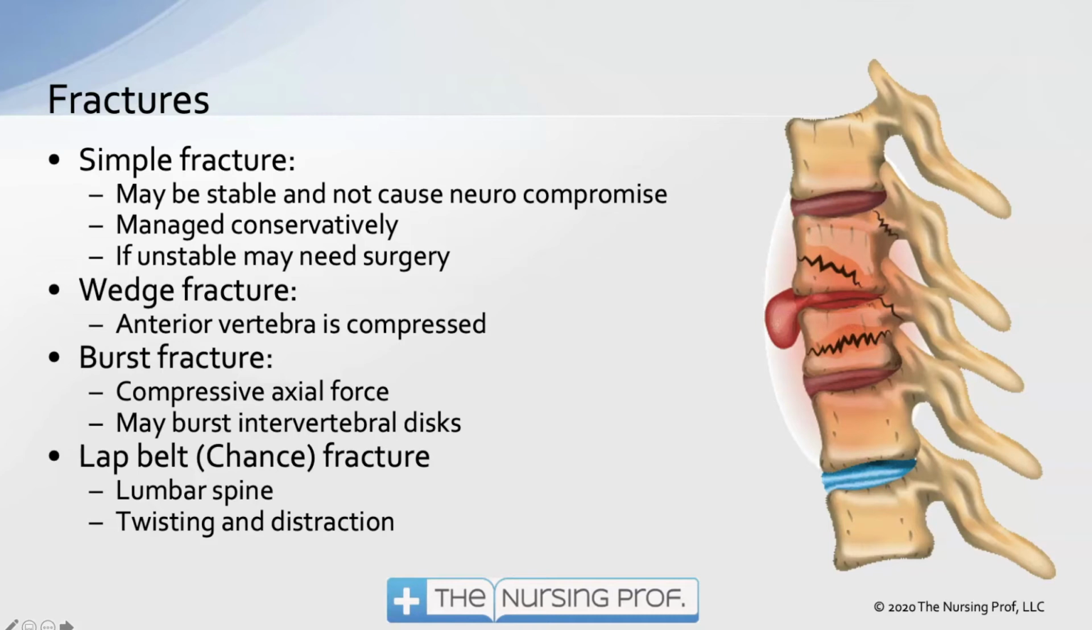Wedge fractures, that's where the anterior vertebrae is compressed on the front side, and of course we can end up also compressing the disc at the same time. A burst fracture is a compressive force that occurs with trauma that's coming from the top. So, you know, it's that kind of compression fracture, but it bursts outward. It may also burst the discs, likely to burst the discs at the same time. Lap belt fracture. This happens because we have both twisting and pulling at the same time, and this is also called a chance fracture. Typically happens at the lumbar spine.